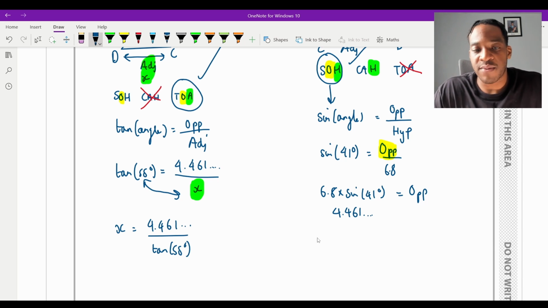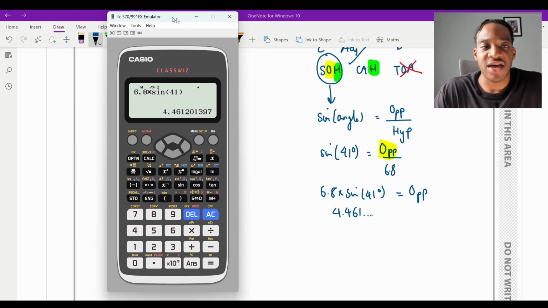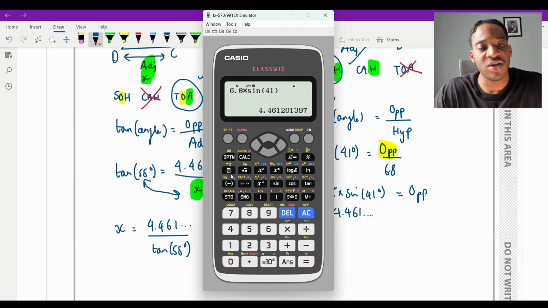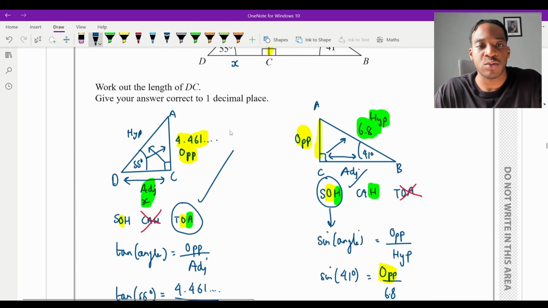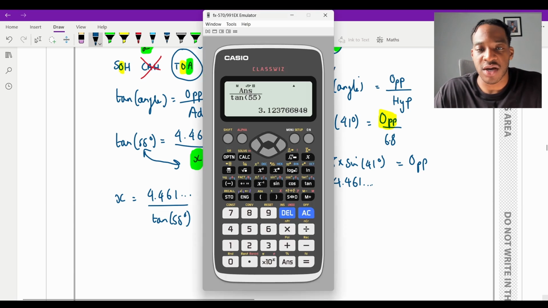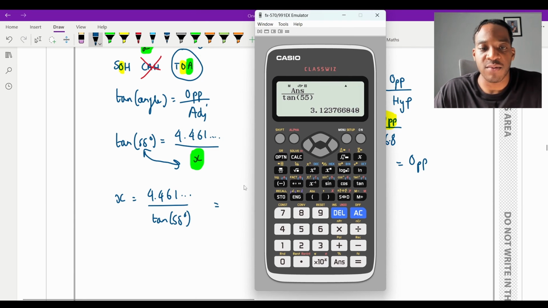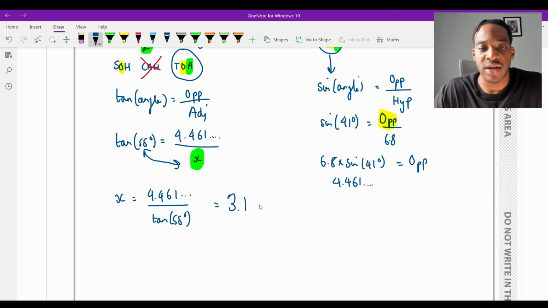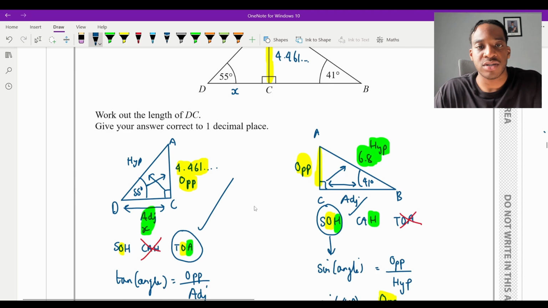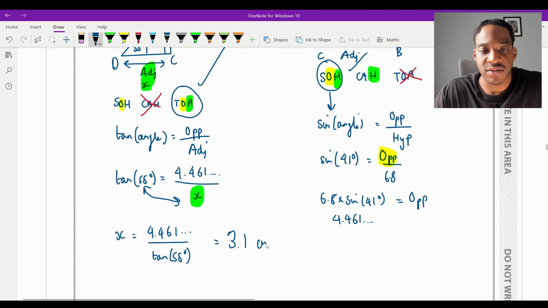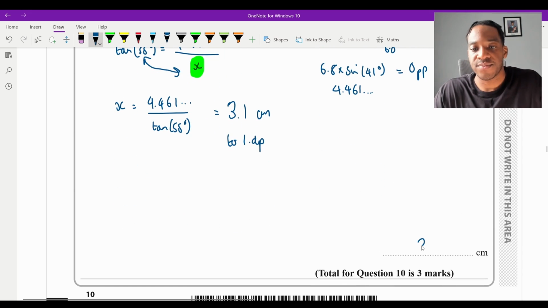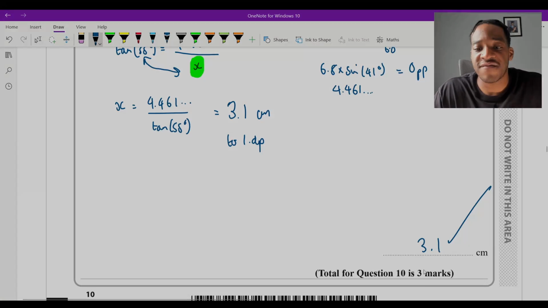But yeah, now we just need to plug this in. Now remember, I already have that number stored, the 4.46 blah blah blah. So I don't need to write it out again. I'm just going to do answer divided by tan 55. And this gives me 3.123. And what was the degree of accuracy? It was one decimal place. Let me just double check again. It's going to be 3.1, isn't it? It's going to be 3.1. And what is this in centimeters? Yes, centimeters. 3.1 centimeters. And that is to 1 dp. So we'll put this here. And that's it. And that's question 10 finished.